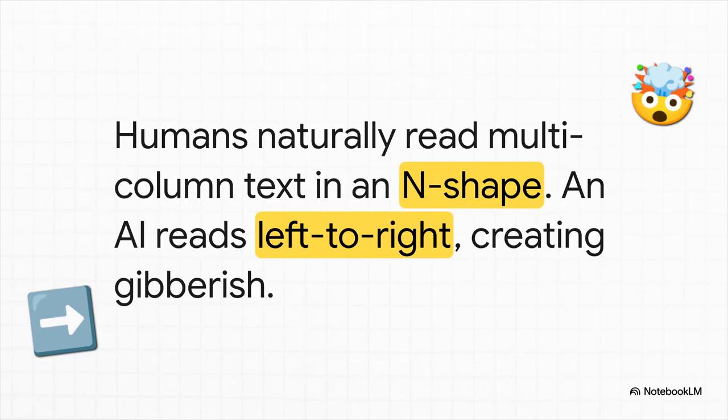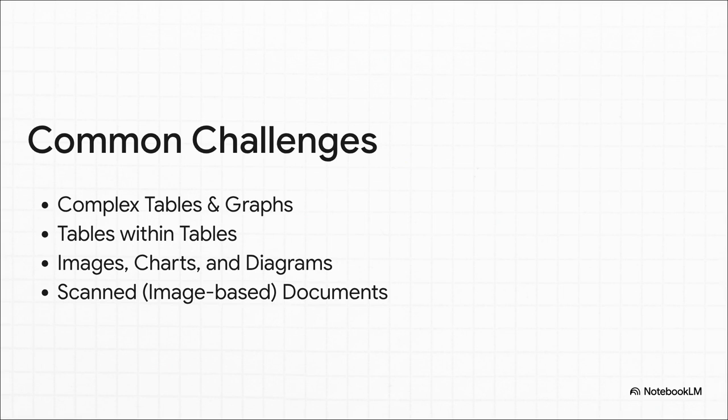And then you've got the classic multi-column layouts. We naturally read down the first column, then pop back up to the top of the second one, kind of like an N shape. But an AI doesn't know any better. It just reads straight across, left to right. So it's grabbing the start of a sentence here and mashing it together with the middle of a totally different sentence over there. The result? Pure gibberish.